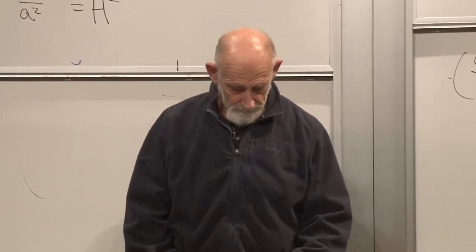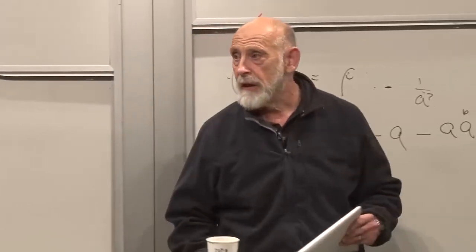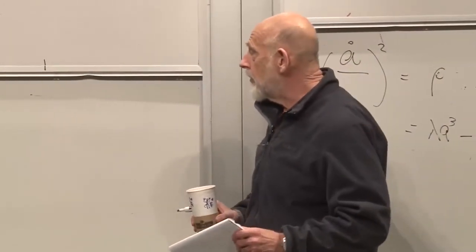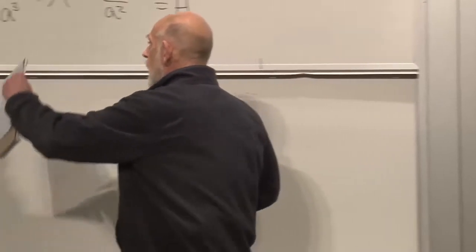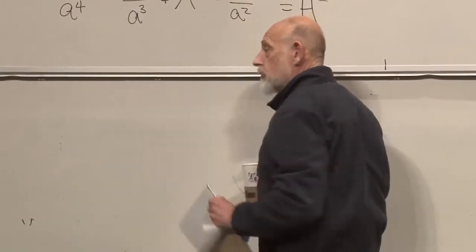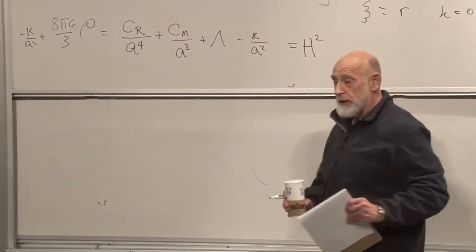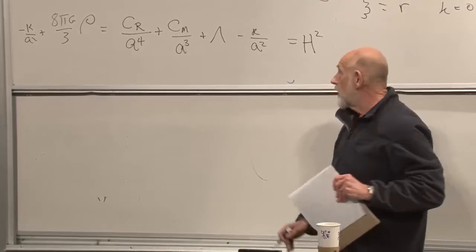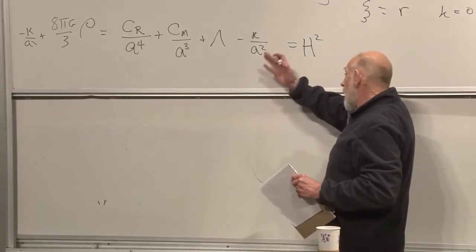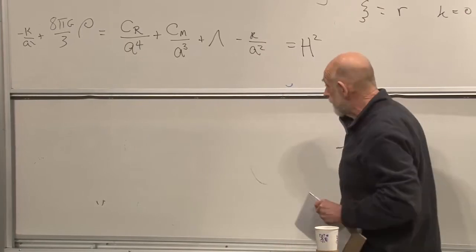Just double checking, are C sub r and C sub m absolute constants independent of time? Yeah, they're constants independent of time. Radiation scales like 1 over a to the 4th. Matter scales, or dilutes, like 1 over a cubed. Vacuum energy doesn't dilute. And the curvature term, which you can think of as a kind of energy, if you like, an energy of curvature, scales like 1 over a squared.